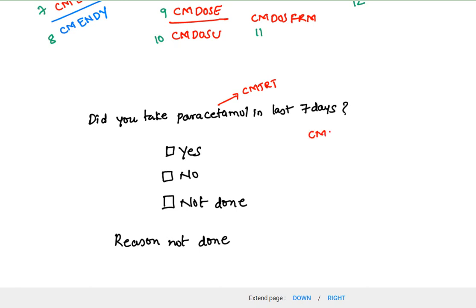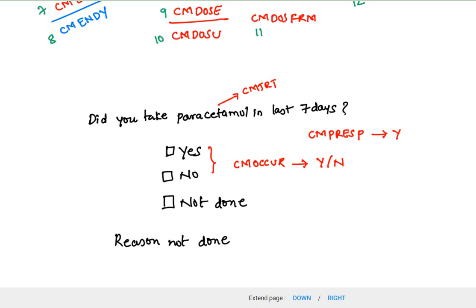to indicate that this question is related to a pre-specified medication, we create a variable called CMPRESP. PRESP stands for pre-specified. And we populate it with a value of Y on the rows which correspond to this question. And then whether the medication has been taken or not, yes or no, would be stored in a variable called CMOCCUR. So whether the pre-specified paracetamol is being taken or not would be stored in a variable called CMOCCUR with a value of Y or N.